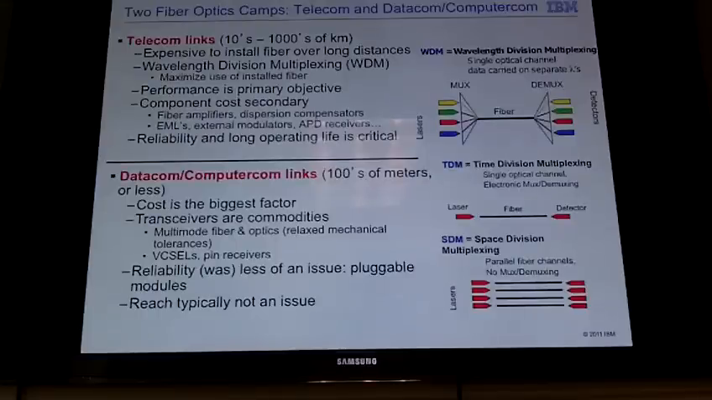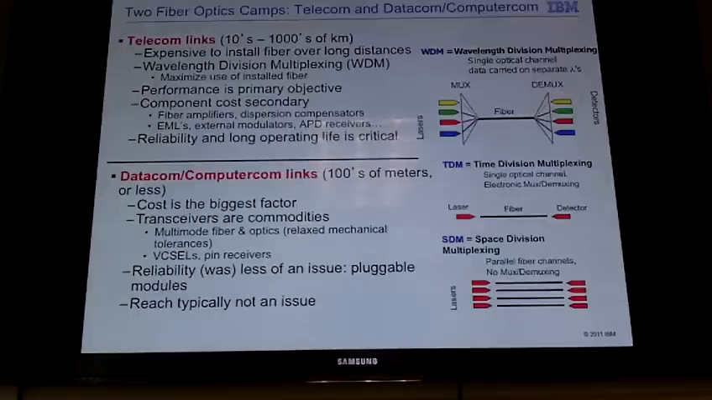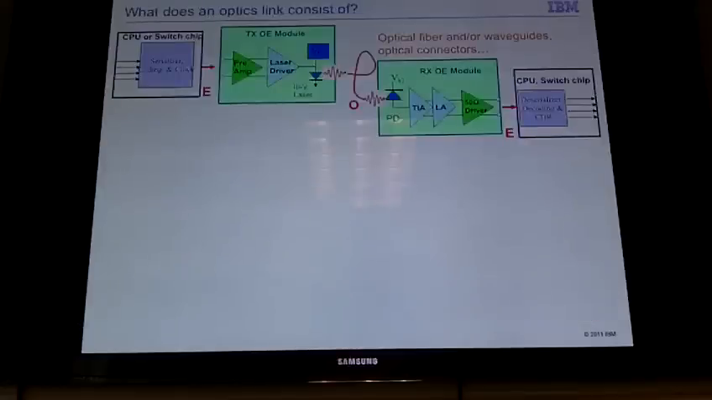And reliability is less of an issue here because these are pluggable modules, but as we talk about systems with hundreds of thousands and millions of links, then reliability may come back into it. And the reach is relatively short, and they typically use parallel optical transceivers: arrays of lasers, arrays of photodetectors, and arrays of fibers. So what I mean by optical links is the middle portion of this chart right here.